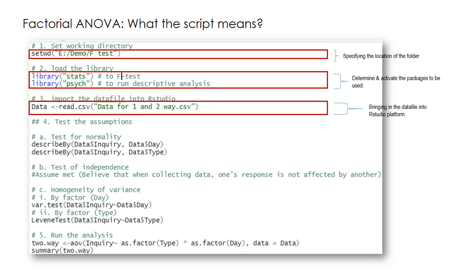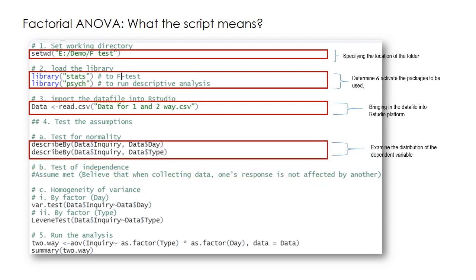So now, once I have imported, I would like to test the assumptions. The first one is the test for normality. What I'm going to do here is test the outcome variable, which is the number of inquiries, by the factors. How many factors do I have? Two, day and type. So that's why I have describeBy here.